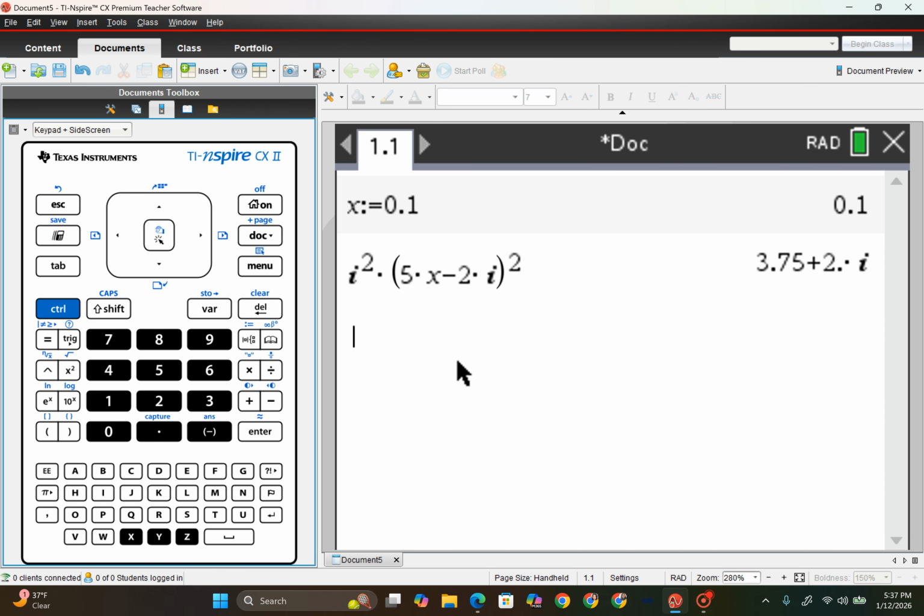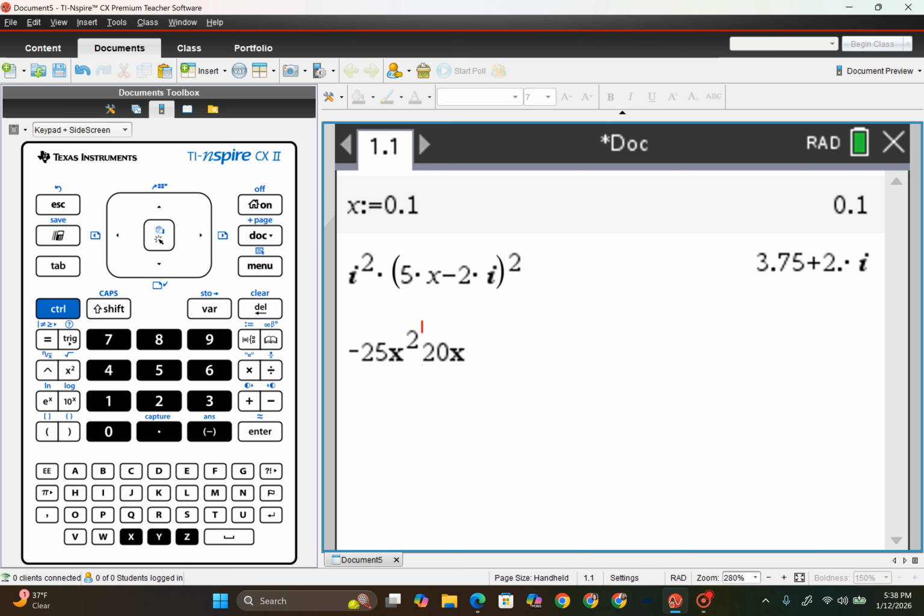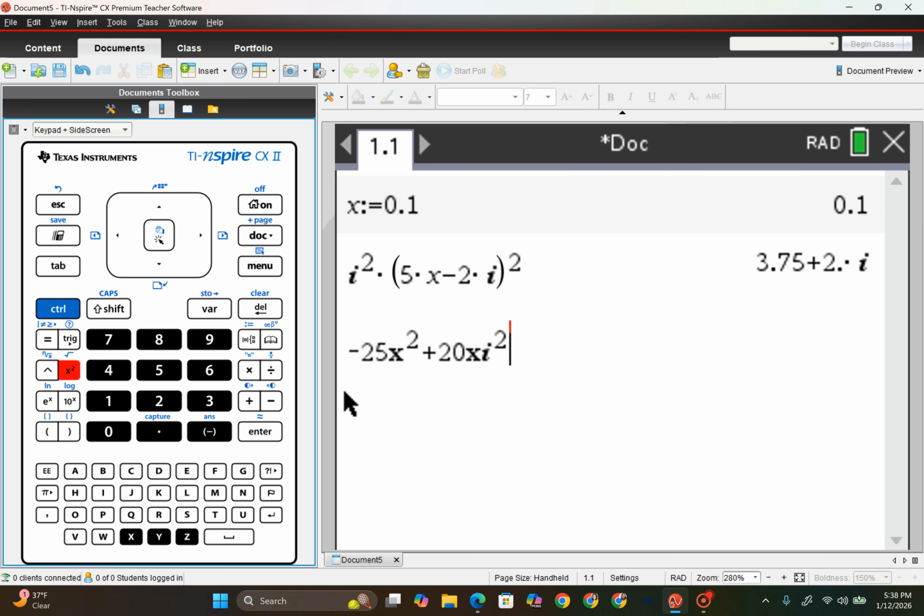So we have negative 25x squared. And then it's plus 20xi. Remember, i. Why didn't this go there? This is a plus. I is where pi is. So we got to do this again. No, there's no square there. Okay, and then this is minus 4. And I'm going to hit that. So that's not the same thing.